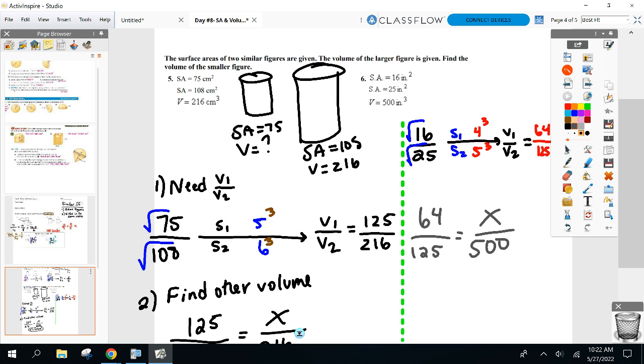Solve for x. 256. We're solving for volume, cubic inches. If they're asking you for a volume, find the volume ratio. If they're asking you for surface area, find the surface area ratio.